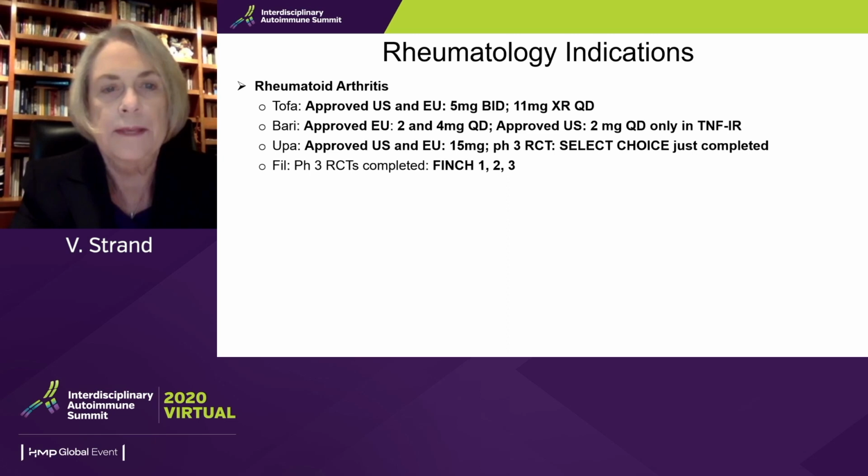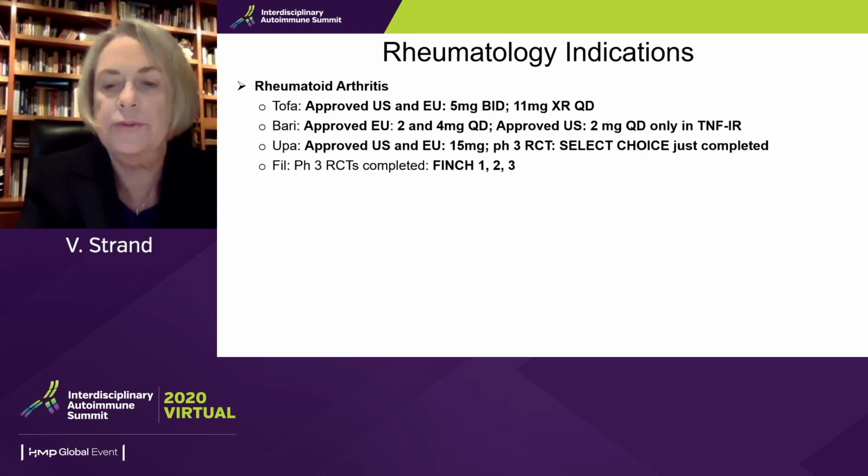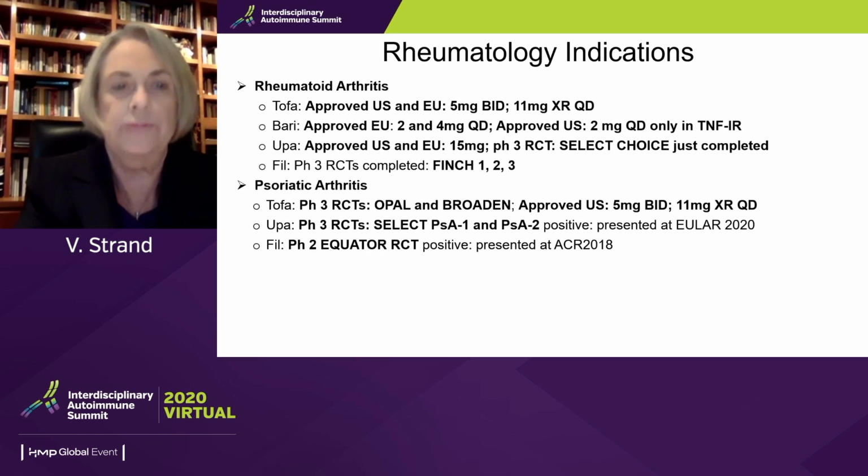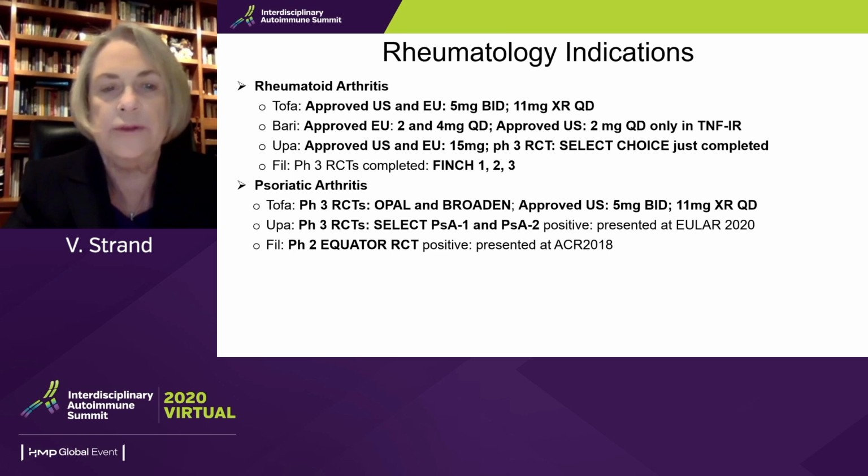So of course, rheumatology indications, rheumatoid arthritis, three of them are now approved in both EU and US, and we expect filgotinib, the fourth one, to come soon. Psoriatic arthritis, we have tofacitinib approved, and we have upadacitinib with their phase 3 SELECT-PsA 1 and PsA 2 studies. They were both positive and just presented at EULAR. And then we have a filgotinib phase 2 trial that was positive.